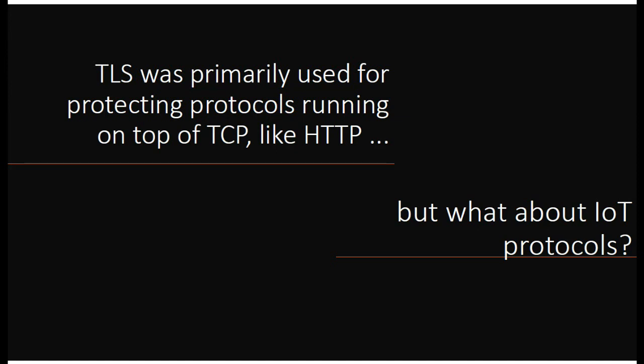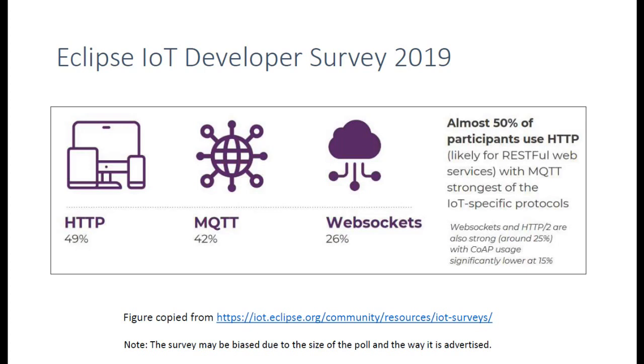We have seen that SSL and subsequently TLS were primarily used with HTTP-based traffic, but we are here to talk about IoT protocols, right? It is difficult to collect deployment data on protocols used with IoT devices. The Eclipse Foundation conducts yearly surveys among their developer community and asks them, among other things, what protocols they use in their IoT environment. Here is the data from the 2019 survey. Note that I caution to overinterpret this survey because of the size of the pool and the way it is advertised. But this is what we have.